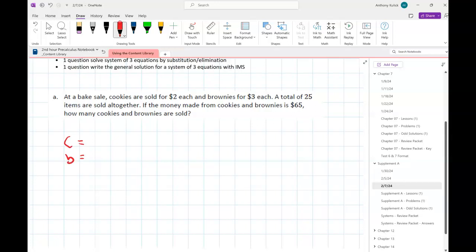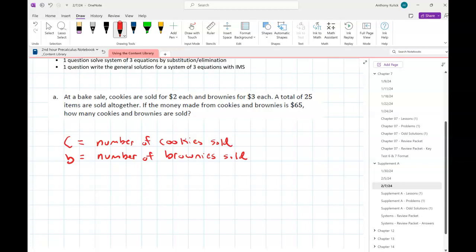What is C going to represent? Let's try to be a little bit more specific. Number of cookies sold, yep. And B will be, great. So far, so good? Okay. Now, once I've decided what my variables are and what they're representing, I'm going to look at the information that's given to me and try to organize that and write down what it is, right?